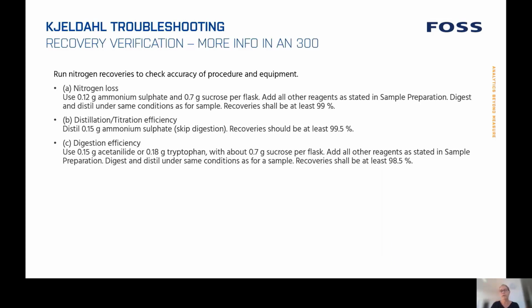You can do a recovery verification. All this information can be found in our application note, AN 300, but there are different ways to check your system. The first, A, is used to check the digestion system. The B is used to check the distillation and titration. And the last step is to check the whole procedure.